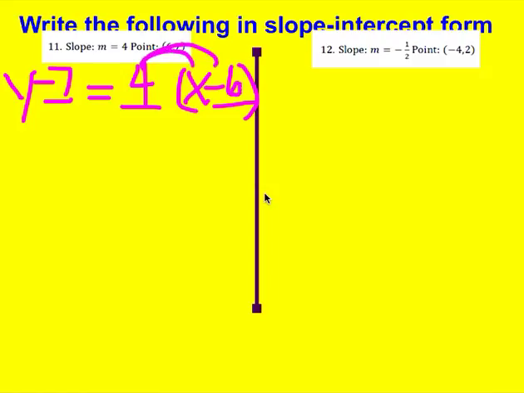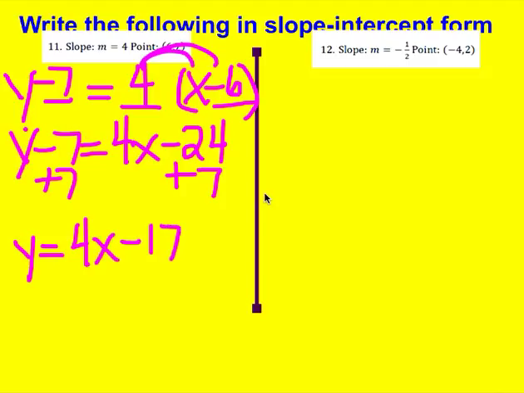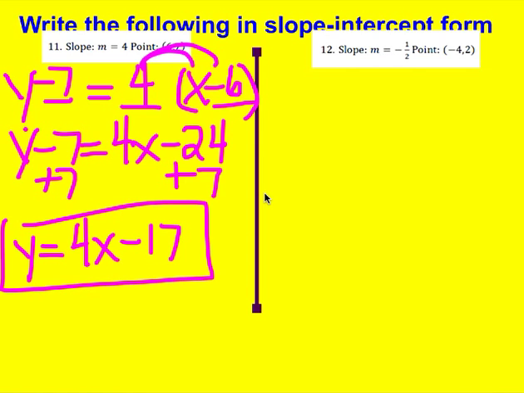So we're going to start by distributing in that 4. So I get that y minus 7 is equal to 4 times x, which is 4x, and 4 times negative 6, which is going to give me a negative 24. Now I need to get that minus 7 over to the other side. Again, since it's subtracting, to get it over to the other side, I'm going to add 7. Oops, I already subtracted that 7. Here I was trying to redo the problem all over again. So that's canceled out, and then I get 4x here, and negative 24 plus 7 is negative 17. So that's my final answer for number 11.